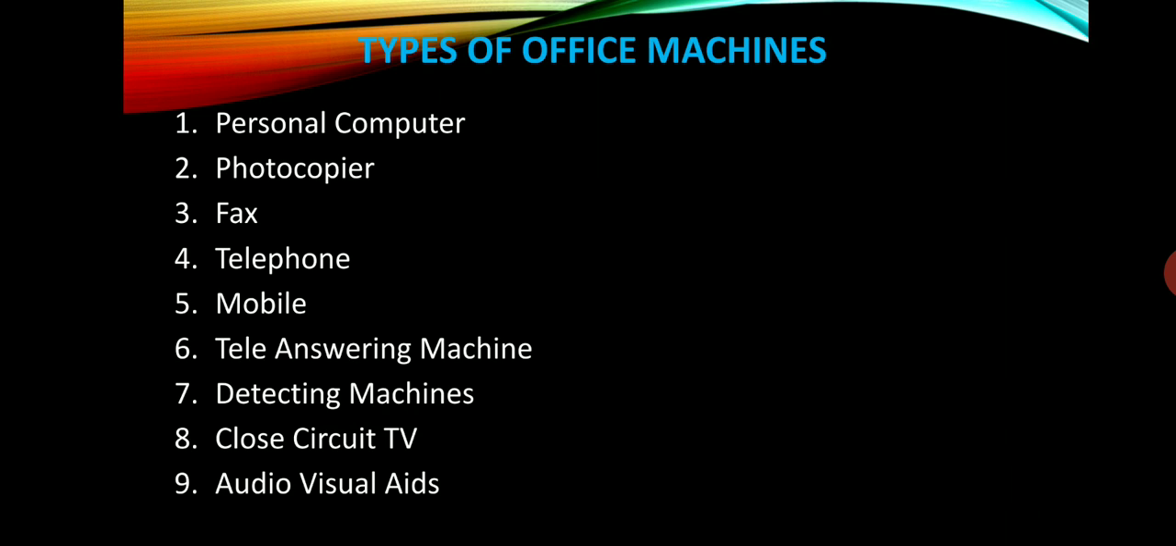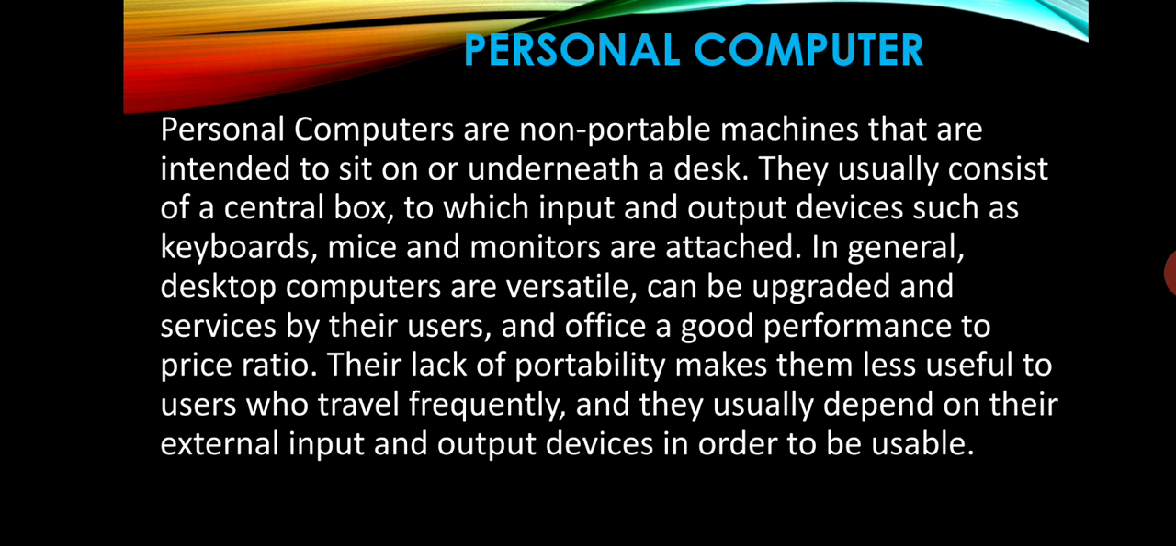Now, as far as these different office machines are concerned, in your examinations, they will be there in your short notes. Means 3 or 4 machines are given to you, and you are supposed to write any two. So, you are going to prepare these machines on the basis of short notes. So, let's start with the first machine, personal computer.